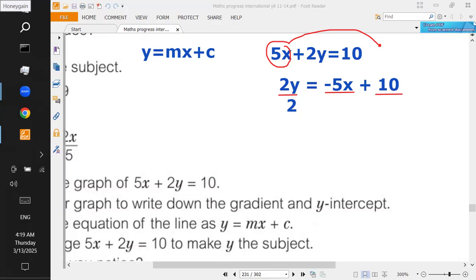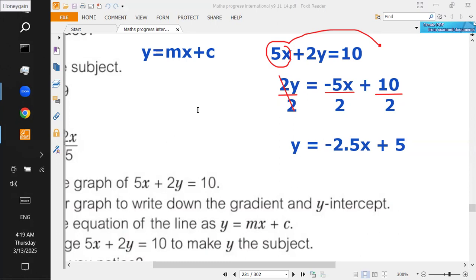So whatever you do to one of the elements, you have to do it to the other elements. So here, divide by 2 and divide by 2. Now to solve the division part, this 2 will cancel this 2. So I end up with y with a coefficient of 1, and then negative 5 divided by 2 will be negative 2.5x, and then 10 divided by 2 will be 5. And this is the final equation after rearranging the equation to the form of y equals mx plus c.